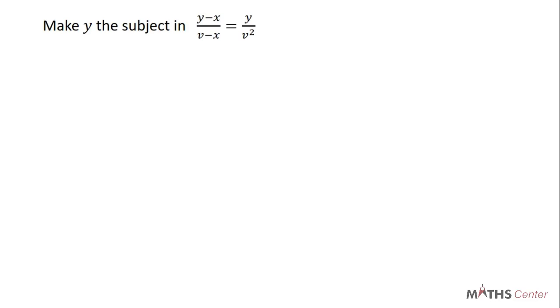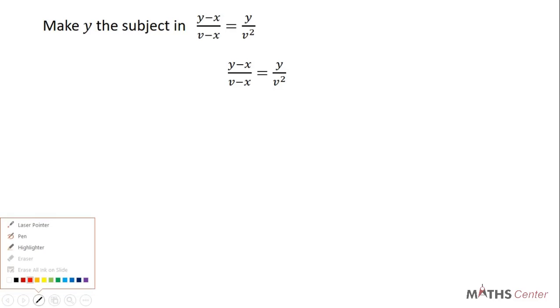So let's look at our question for this video. The question is, make y the subject in y minus x divided by v minus x is equal to y over v squared. So we are supposed to make y the subject in this equation. Once again, our equation is y minus x divided by v minus x is equal to y over v squared.